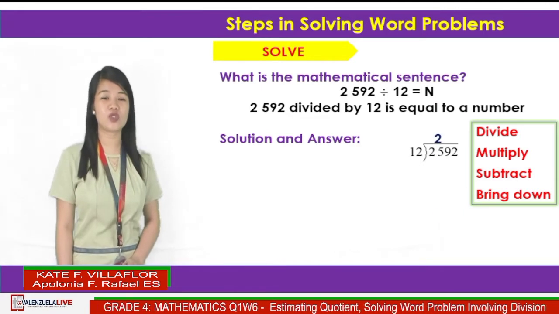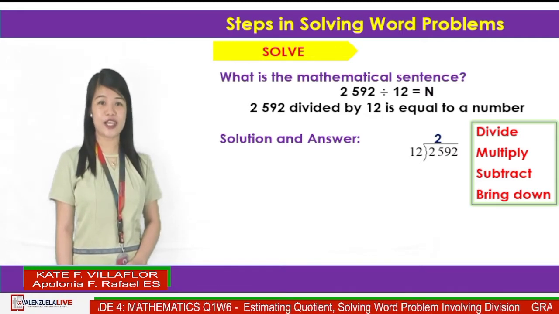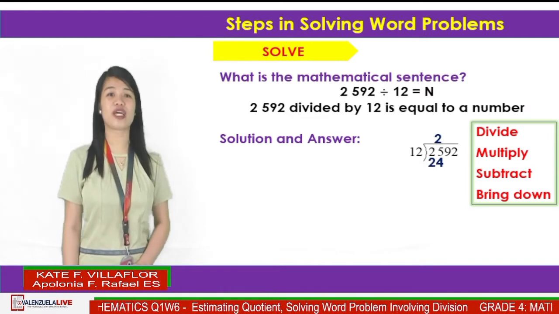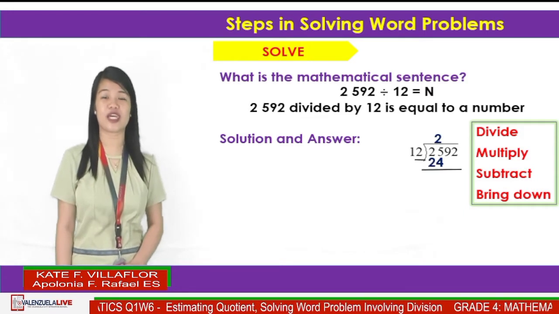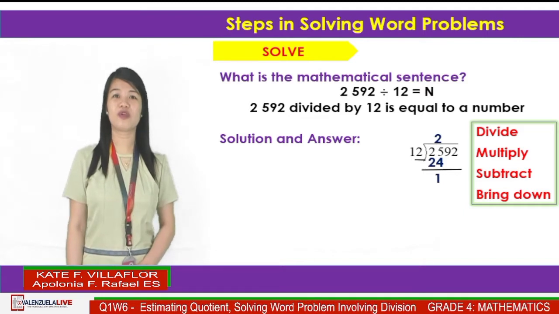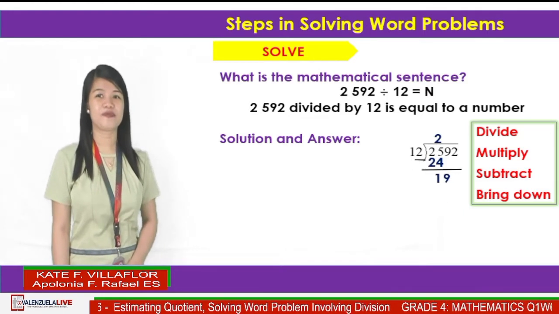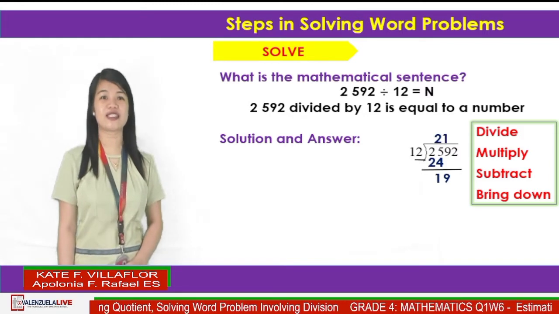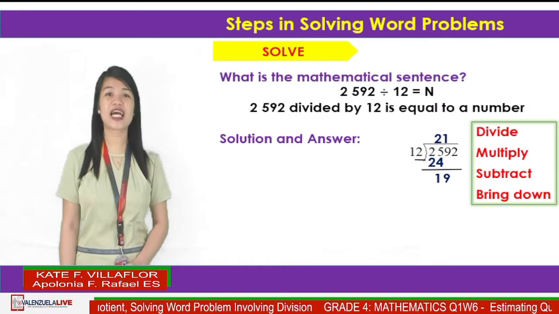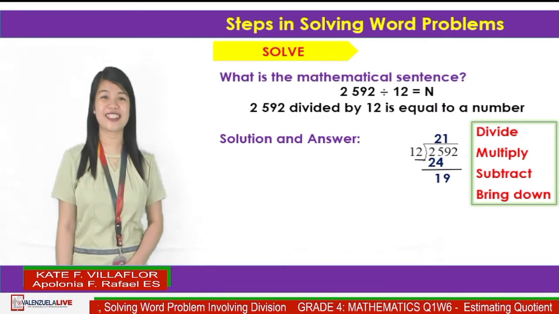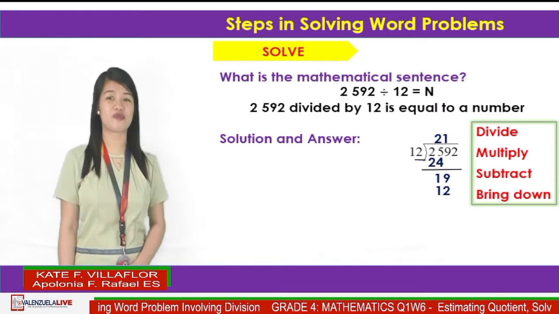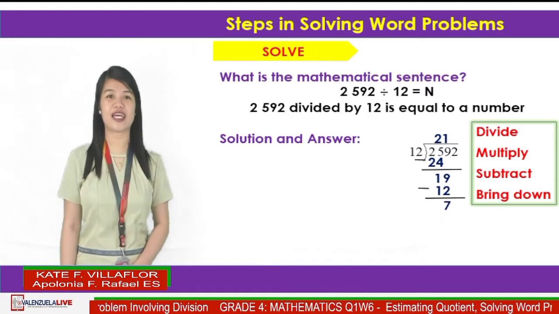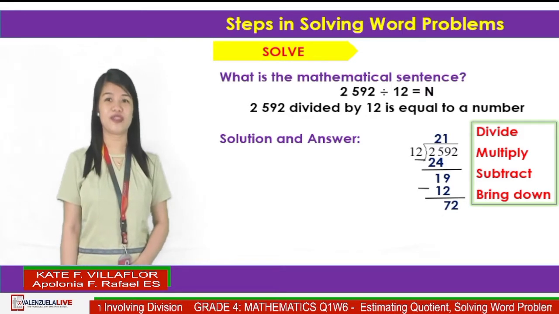Then multiply 2 times 12. The answer is 24. Very good. Then subtract 25 minus 24. The answer is 1. Then we're going to bring down 9 and divide 19 divided by 12. The answer is 1. And then 1 times 12. The answer is 12. Very good. And then subtract 19 minus 12. The answer is 7. And then bring down 2.